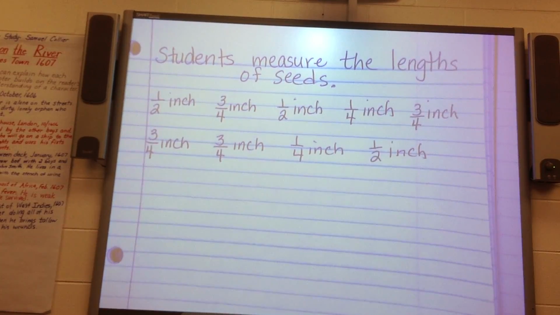And as you can see, they measure them in inches. Now, of course, we wouldn't be doing that in science. We'd probably be using centimeters, but for the sake of our data today, we have inches. And you can see they're all fractional pieces of inches.